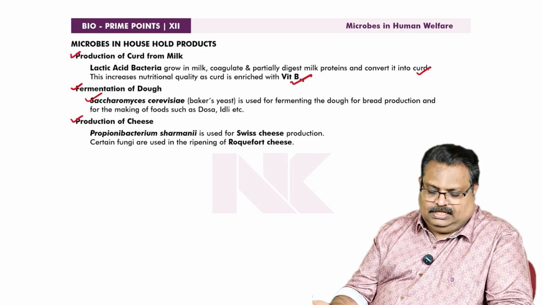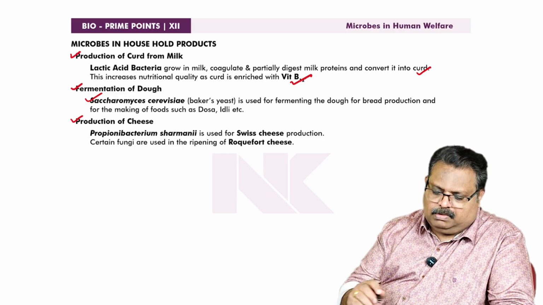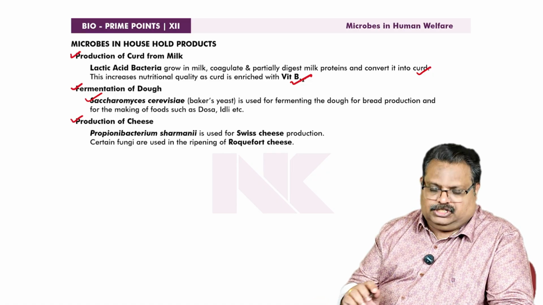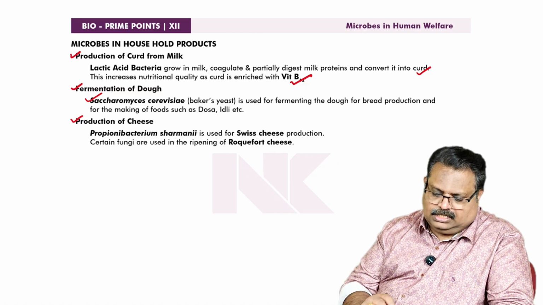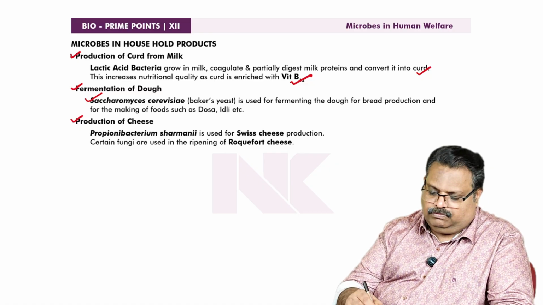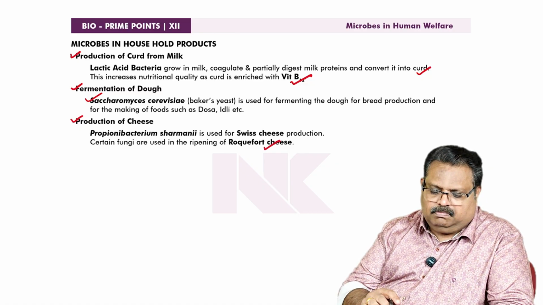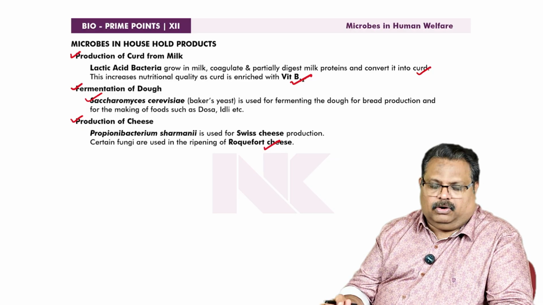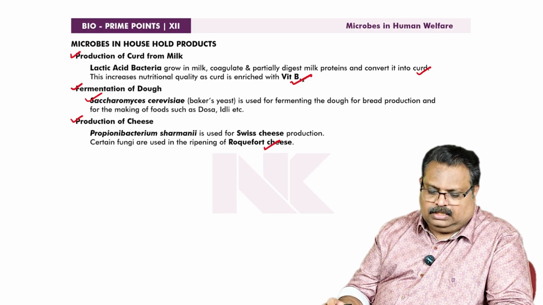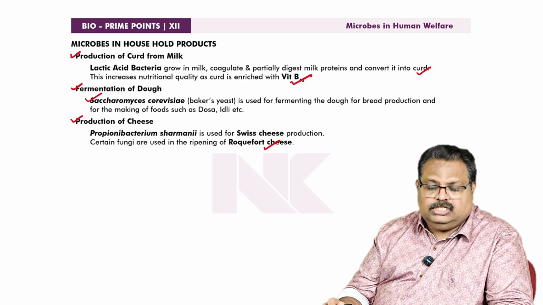Then comes production of cheese. Propionibacterium shermani is used for cheese production, Swiss cheese production. And certain fungi are used in the ripening of Roquefort cheese. So 3 important products in household products. One is the curd, other one is the dough preparation, then comes the cheese production.